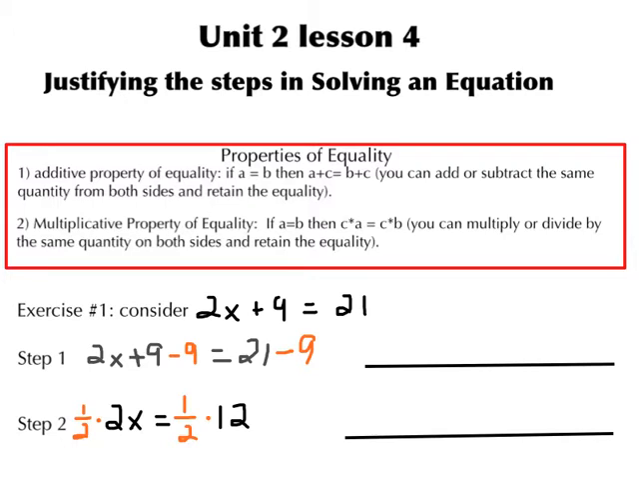Multiplicative property of equality. A equals B, then C times A equals C times B. You can multiply or divide by the same quantity on both sides and retain the equality.